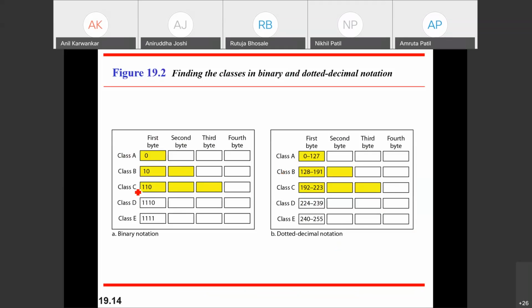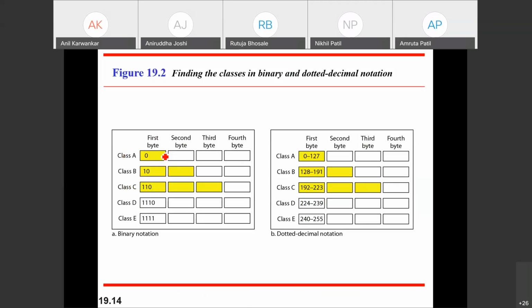Whenever the binary notation starts with 10, the equivalent dotted decimal representation will be from 128 to 191, which is class B. Whenever the first 3 bits of the first 8 bits are 110, that is a class C type of IP address, with the range 192 to 223. For example, 0.0.0.0 will be a class A address. 0.1.1.1 will be a class A address. 127.0.0.0 will be a class A address.